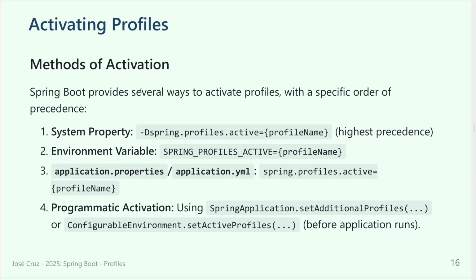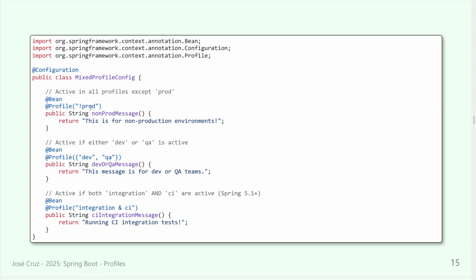Methods of activation. Now we saw how we can create property files and mark beans for specific profiles. Now, how do we choose which profiles should be active on a Spring Boot application? The first one is the system property, and it follows this order. If you activate a specific profile using a system property like this one when you start your application, this is the name that you give. This profile name, of course, will be prod, integration, things like that.